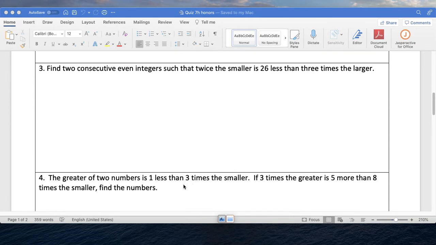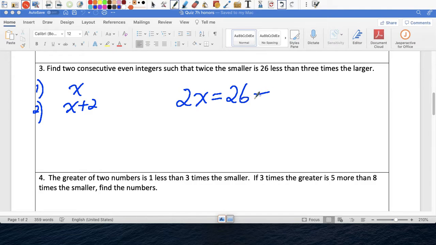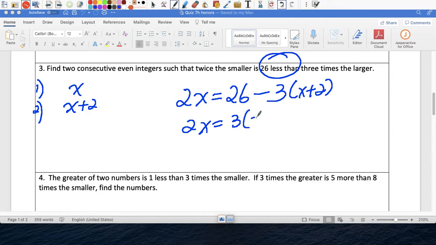Question 3. Find 2 consecutive integers. Let's call the first one x, the second one x plus 1. This is my first number, this is my second number. Such that twice the smaller one, which is x, so 2 times the smaller one, is equal to 26 less than, which means subtraction, 3 times the larger one, which is x plus 1. Again, less than, be careful. I forgot the parentheses here: 2x equals 3 times (x plus 1), minus 26.